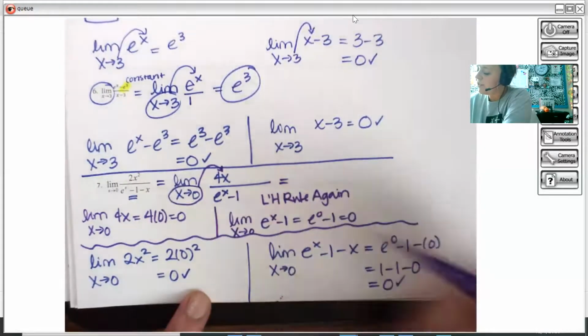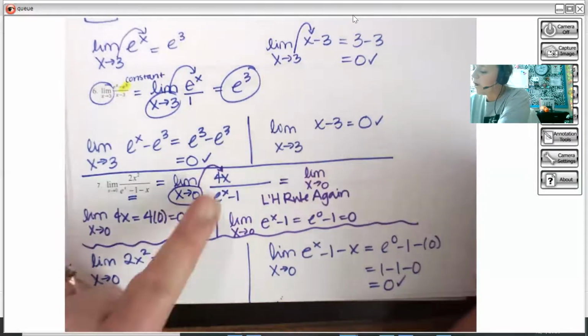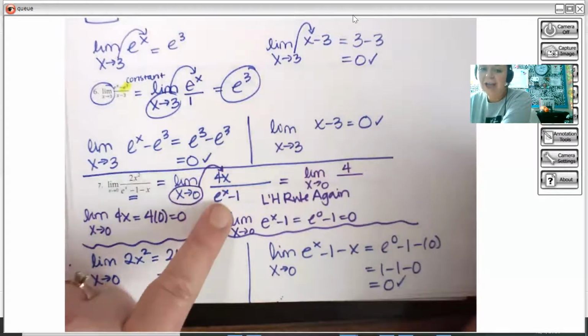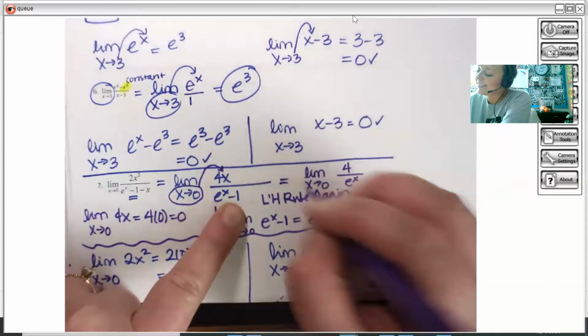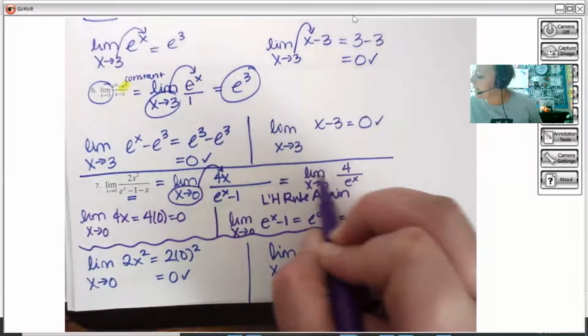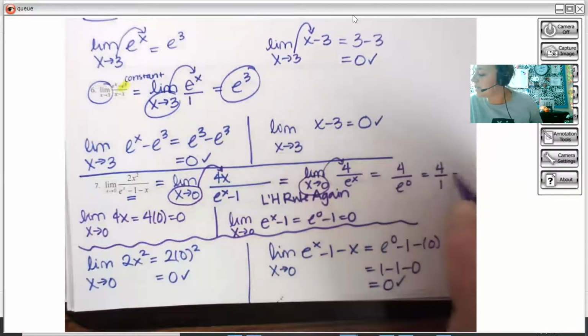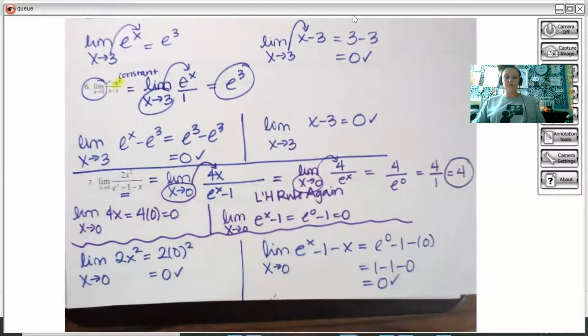Here's why. On top, I'm trying the limit as x approaches 0 again. 4x, the derivative is just a 4. And then e to the x, the derivative is e to the x again. Minus 1 is now a constant, which means that its derivative is 0. And this limit is going to work out just fine. Take your x approaching 0, go and plug it in. You're going to get 4 divided by e to the 0, which is 4 divided by 1, which is 4. So it is possible for L'Hopital's rule once to not be conclusive, but then you do it again and it could be conclusive that second time.